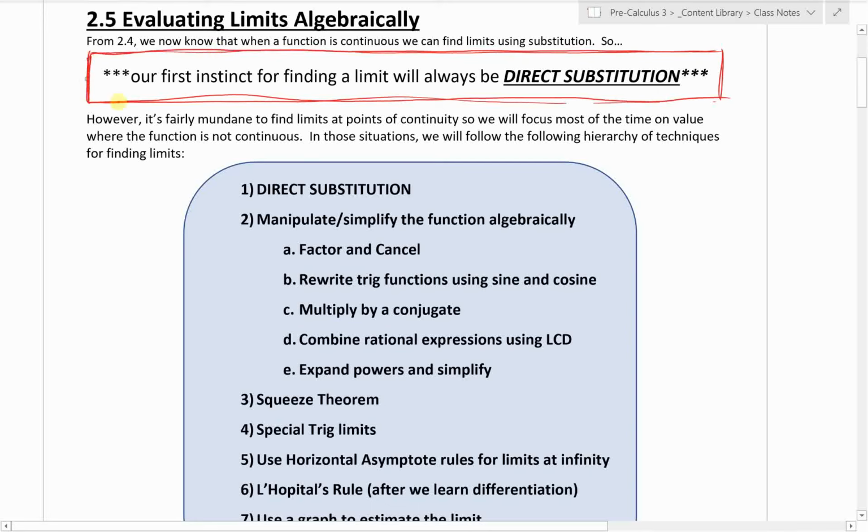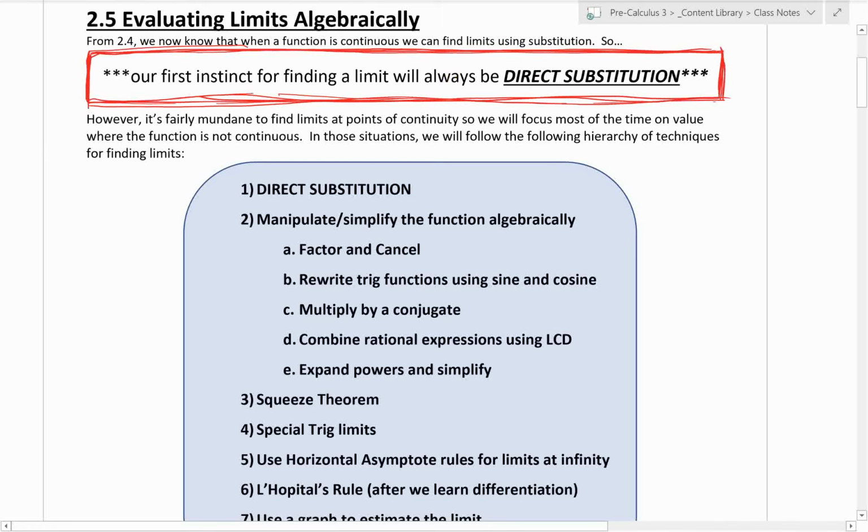If you're asked to find a limit, the first technique that you should think of to employ should be direct substitution. Whenever we're asked to find a limit, the first thing that we should try to do is direct substitution. So our first instinct for finding a limit is direct substitution.